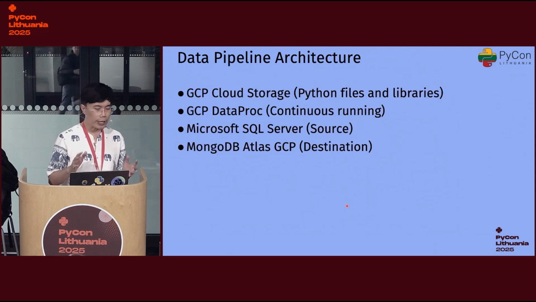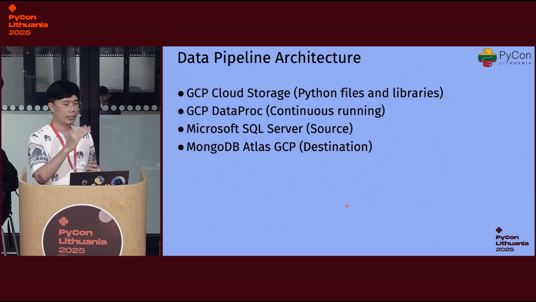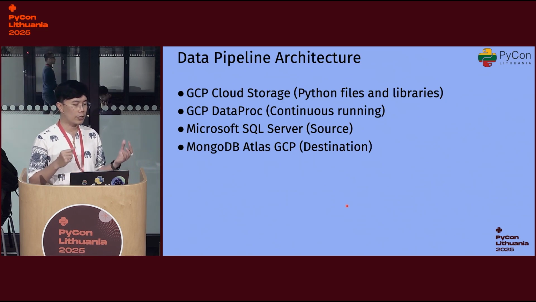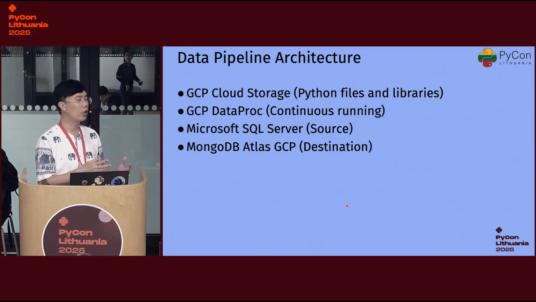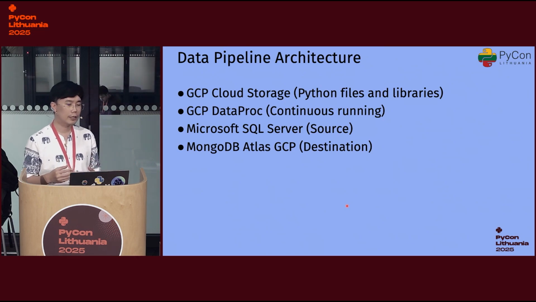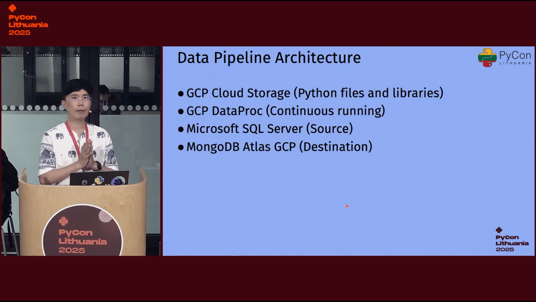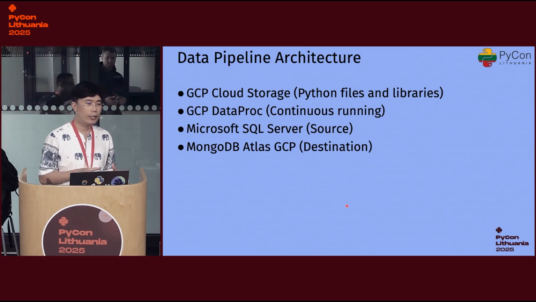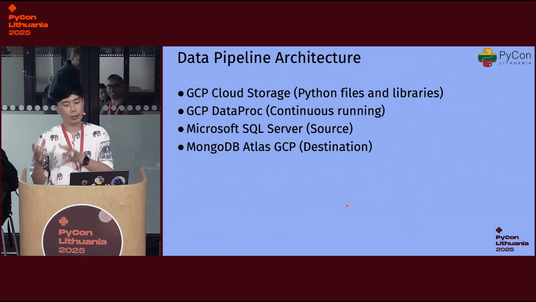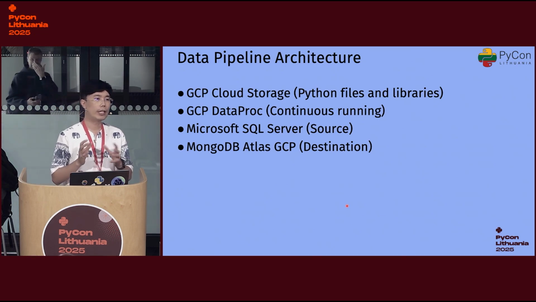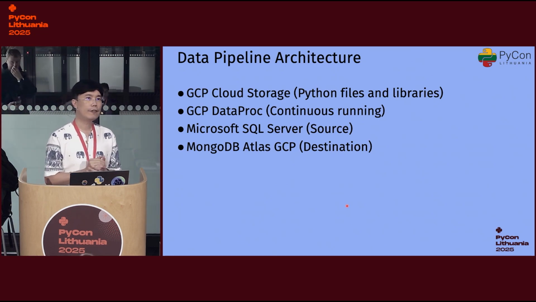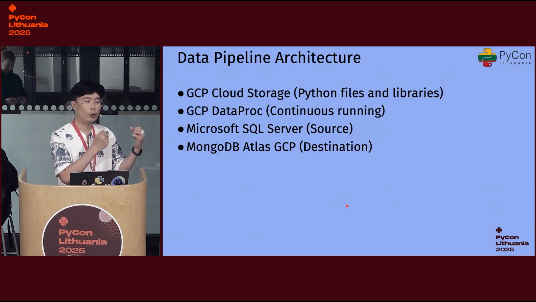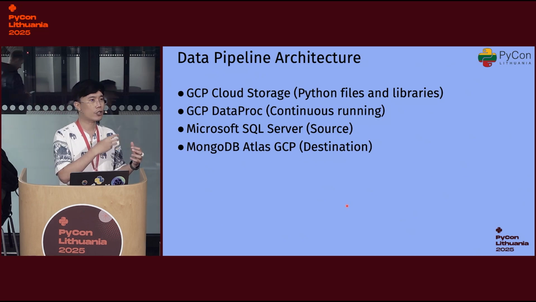So this is the summary of the pipeline. We use Google Cloud Storage to host the Python files and libraries. We use Dataproc to make it run continuously. Imagine we have maybe 1 million records and we try to move them to another database. Normally we cannot move them all at one time, because the production system may get slow or use a lot of RAM.